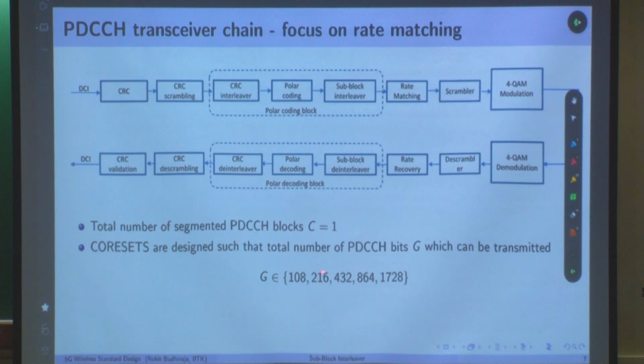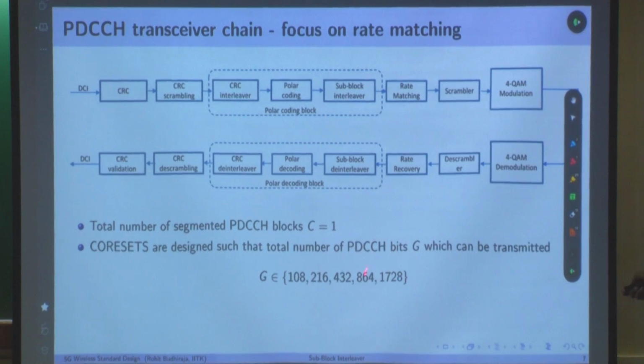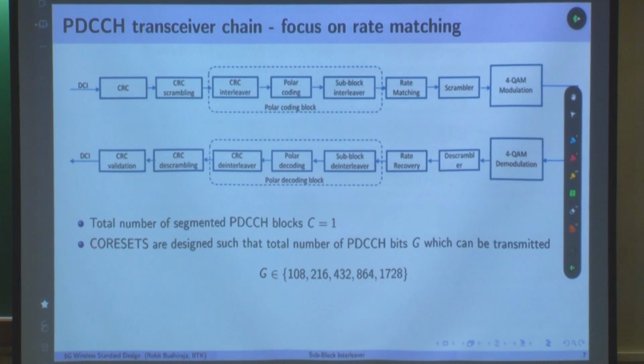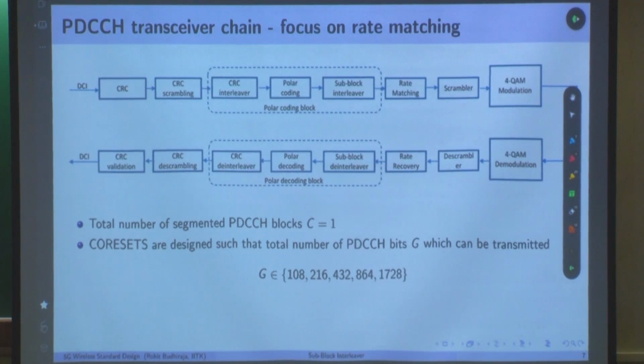And what is this telling? If you are allowed to transmit a larger number of bits, it essentially means that it's a lower rate, because you are giving more resources. Just one example: the maximum payload is 164, correct. So at least you will need 216 bits to transmit that, because you cannot transmit it using 108. So starting from 216 to 1728, 164 by 216 is basically a high rate, and 164 by 1728 is a lower rate, correct.